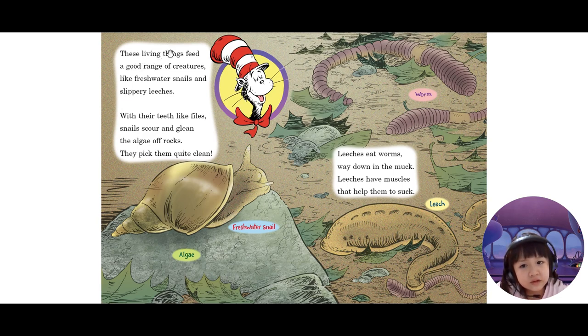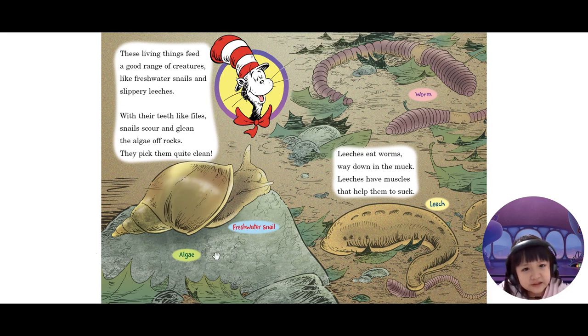These living things feed a good range of creatures, like freshwater snails and slippery leeches with their teeth like these. Snails go and clean the algae off rocks, they pick them quite clean. This is the freshwater snail. Try to feed it if you see one. I don't have freshwater snails here.